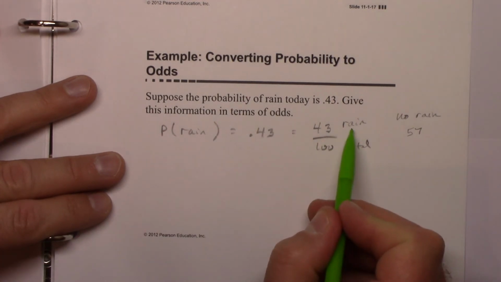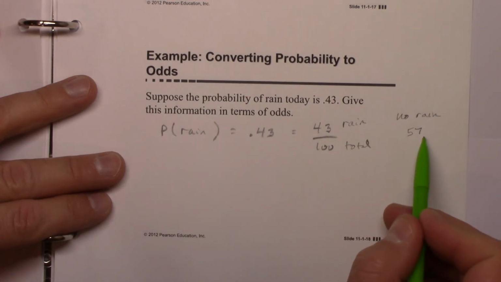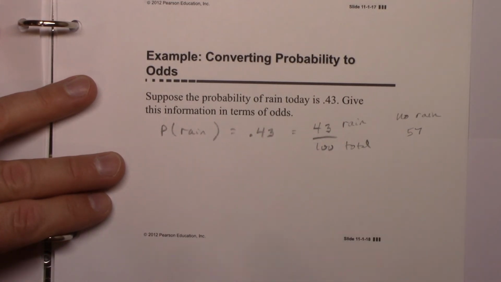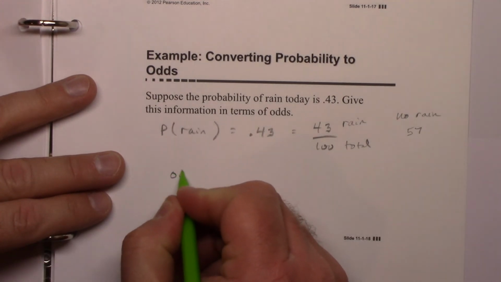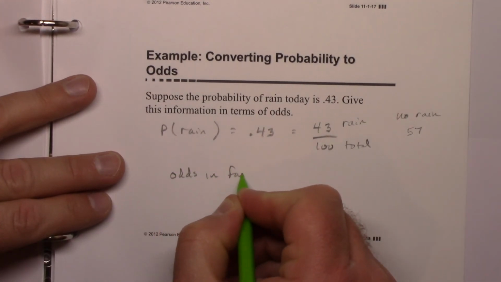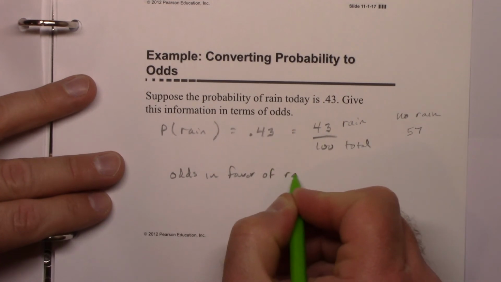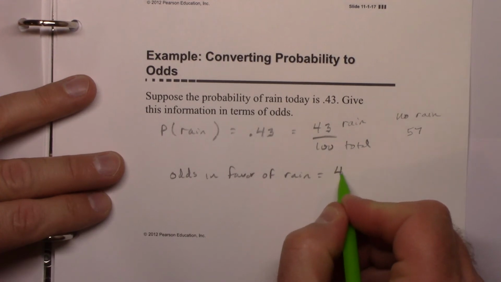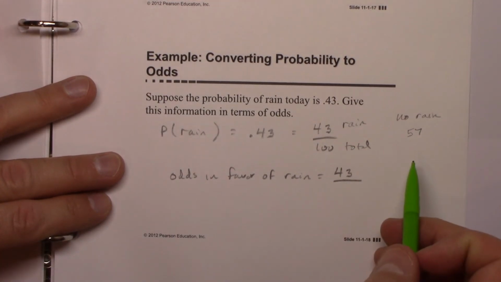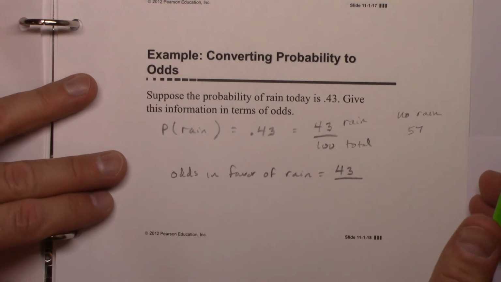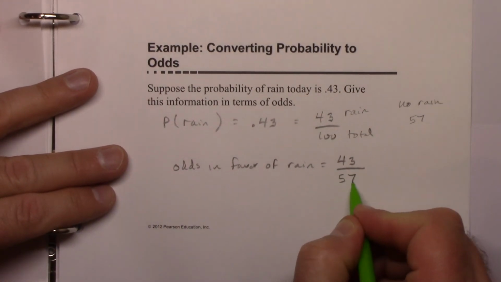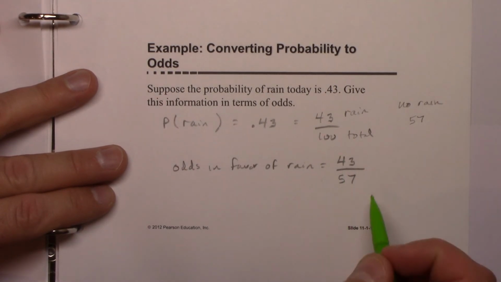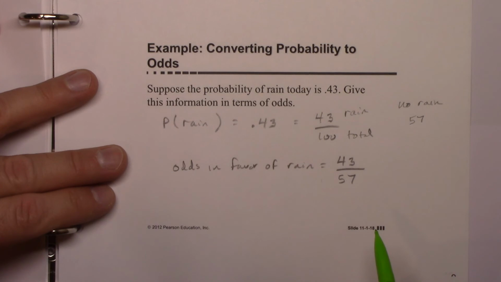Now that we have favorable to rain and not favorable to rain, we can go ahead and make comparisons based on odds. So let's start with odds in favor of rain. I would just take the number of outcomes favoring rain, which in this case is 43, divided by the number of outcomes not favoring rain, which in this case is 57. So 43 to 57, those are the odds. And 43 is a prime number, so that fraction does not reduce, and I'm going to leave it as is.